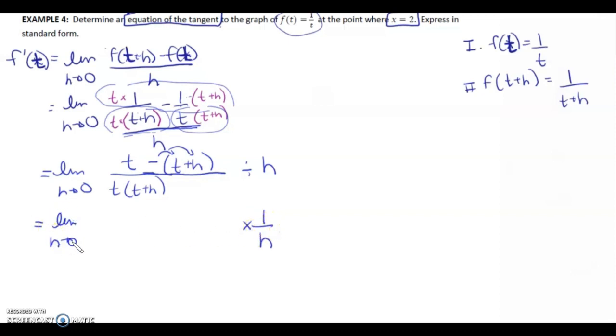So the limit as h approaches 0, for the numerator, I get t minus t minus h, all over t times t plus h, times 1 over h. So now I'm going to take a look at what I can cancel out. So t minus t cancels out, and then I have negative h over t plus h. The h in the numerator and the h in the denominator, the times 1 over h, cancel out, right? That's our goal, to cancel this out.